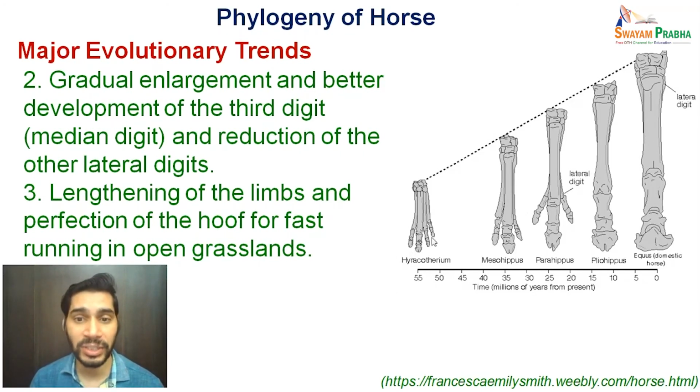Second thing is, if you see these digits, let's say this is the median one, from here to here it's only the median one which is enlarging and developing better. The lateral ones, the side ones, are becoming obsolete. They are getting shorter and shorter. So the gradual enlargement and better development of the third digit and the lengthening of the limb, along with the perfection of the hoof, is another important evolutionary trend associated with the phylogeny of horse, and this helps in better running in the open grasslands.